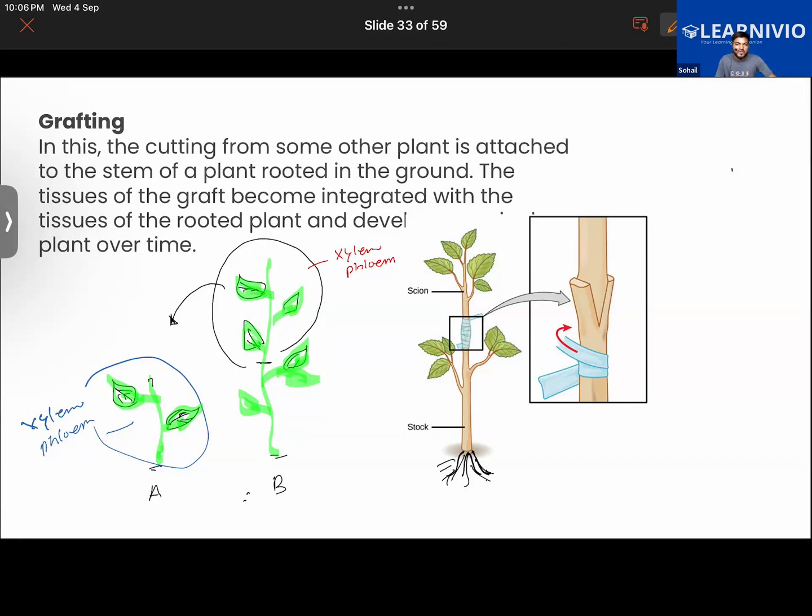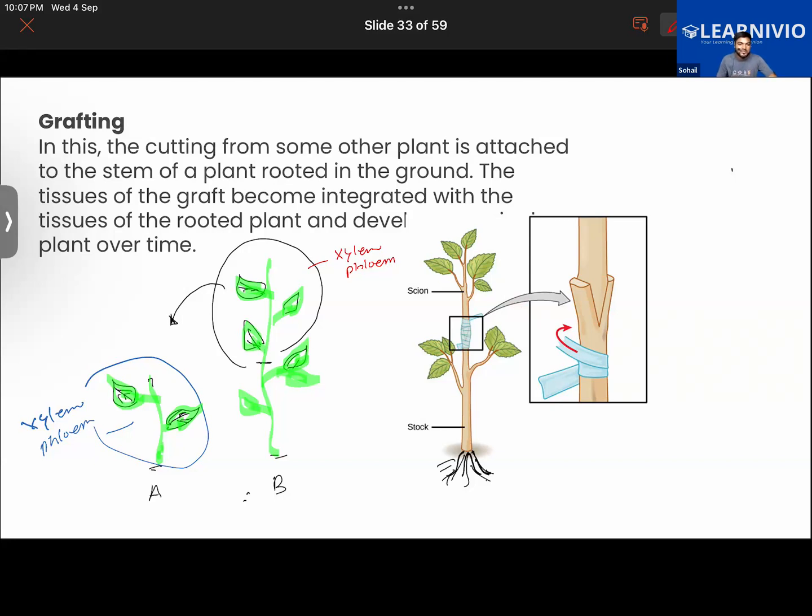Then the question is, what is the advantage of the cutting method of vegetative propagation? Why is it important? How is it beneficial to us? The simple thing is that we don't have to rely upon the seeds to grow plants of favorable quality. In a very fast manner, plants can be grown. Plants grown from the grafting method grow fast and bear flowers fast.